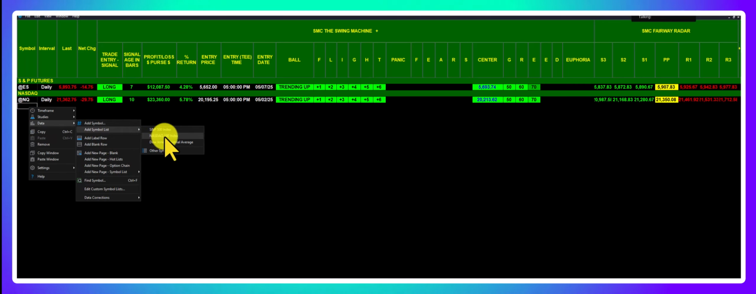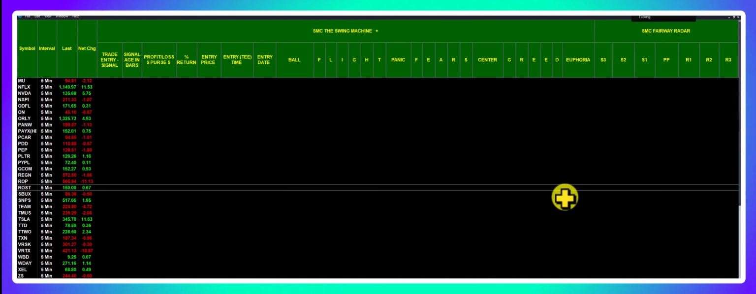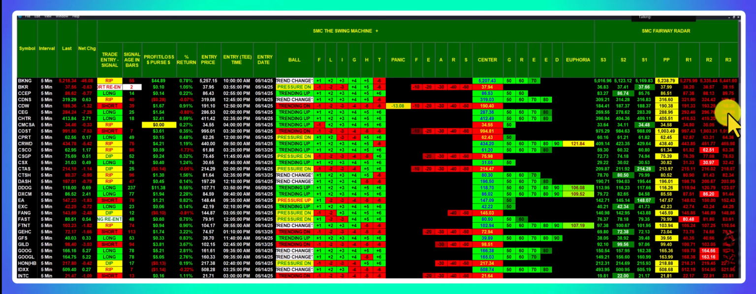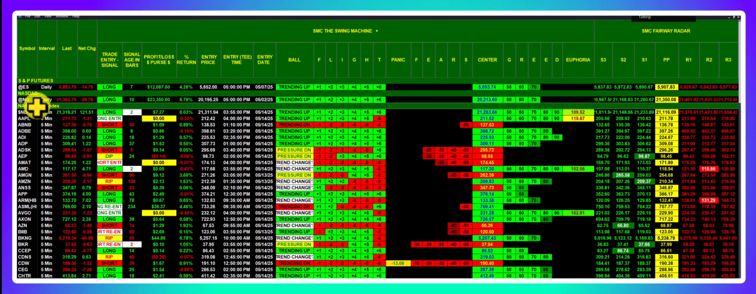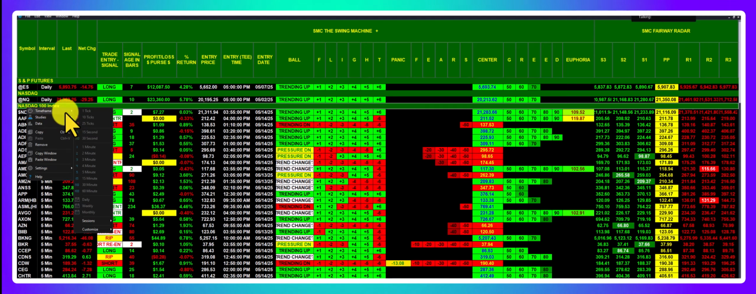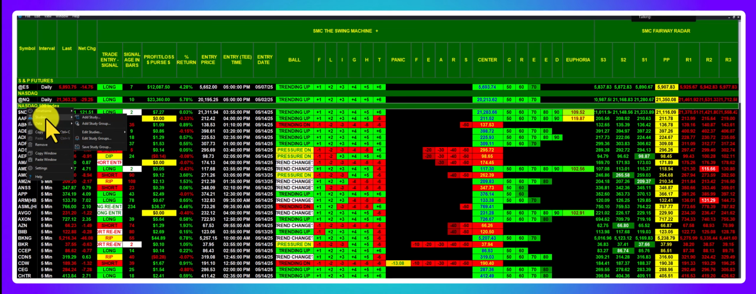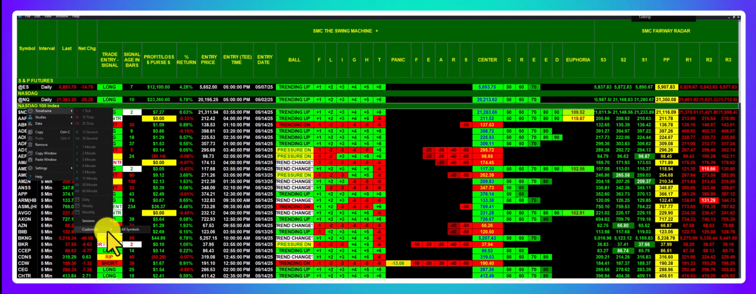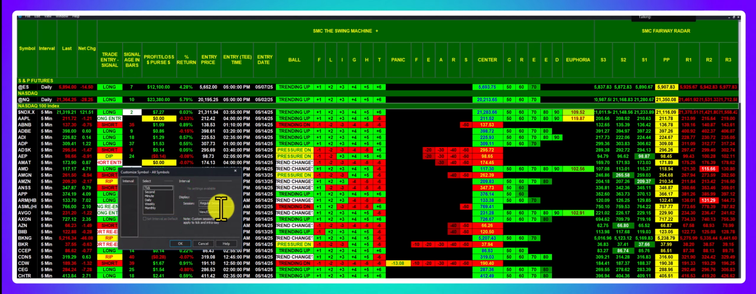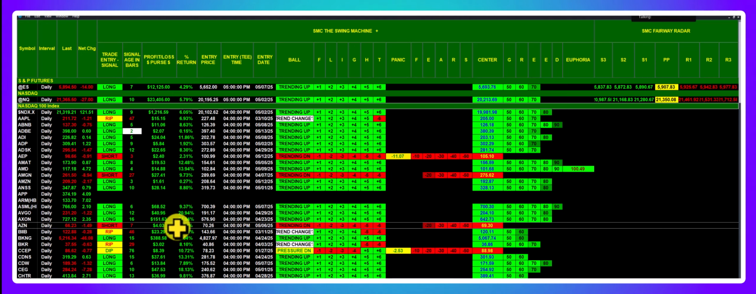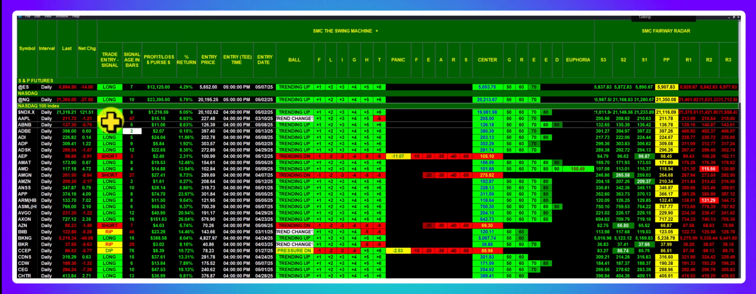TradeStation puts together a symbol list to save you, and we can put in all of the stocks. Now we don't want it at a 5 minute level, so let's change this. Let's do this. Customize. Oh, I'm sorry. Go to Customize, All Symbols, and let's change it to a daily. How powerful is this? Now we can sort based on the percentage return.